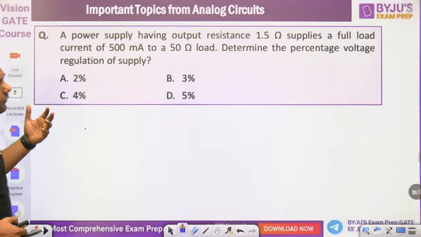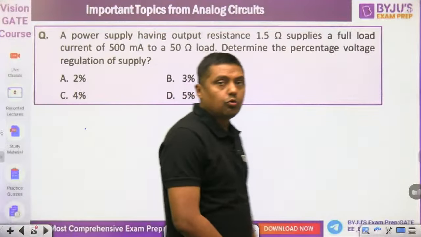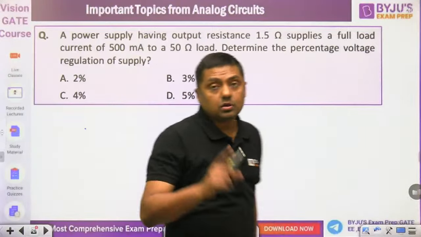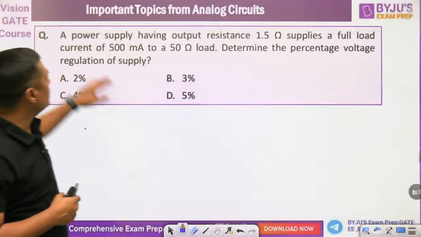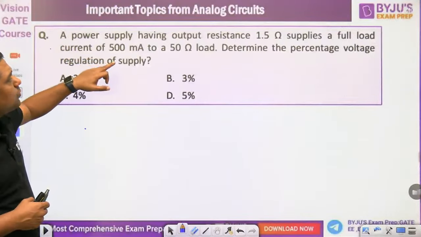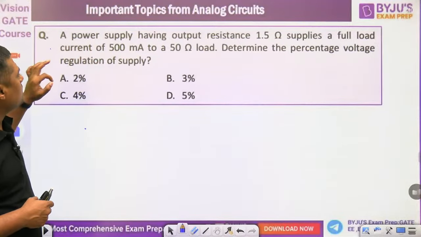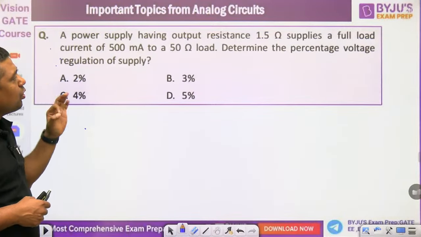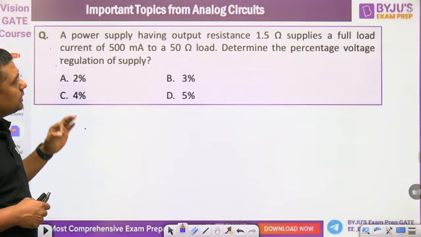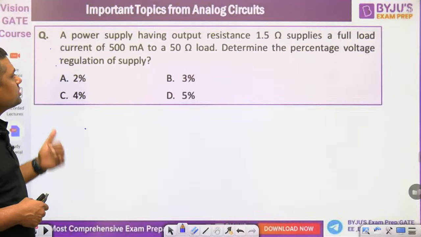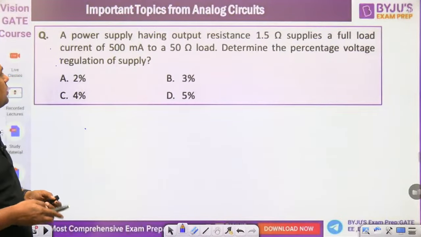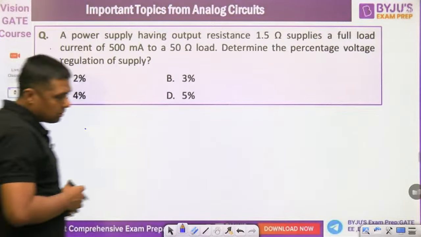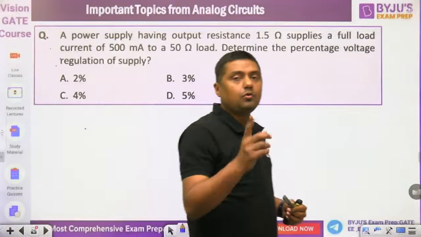This is the question from regulation. Voltage regulator, guys. So line regulation, load regulation, that is given. A power supply having output resistance 1.5 ohm supplies the full load current of 500 milliampere to a 50 ohm load. Determine the percentage voltage regulation of the supply. What is the percentage regulation? Tell me what is the answer.